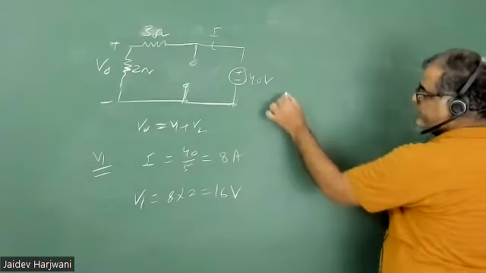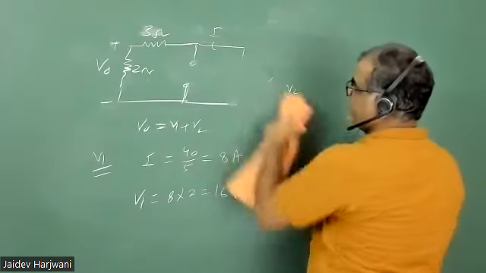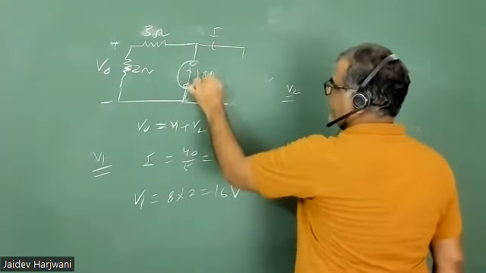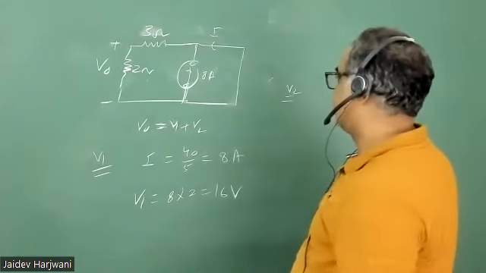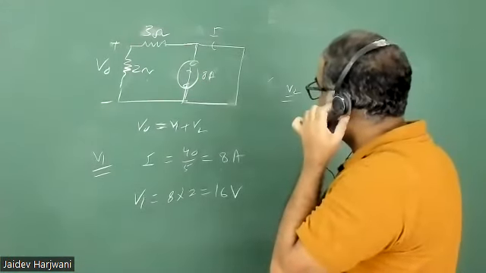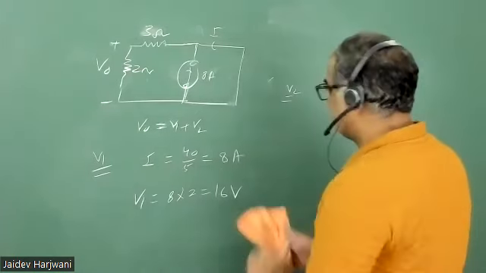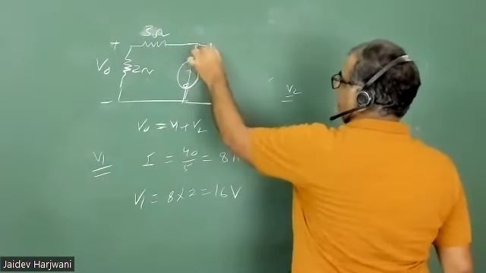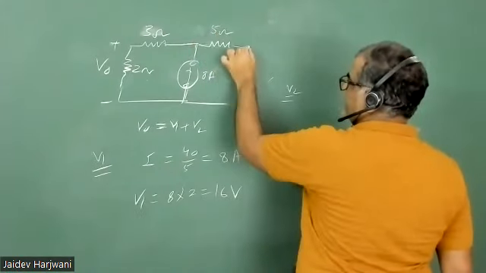And now you want V2. Remove this one, short circuit this one. You have only the 8 ampere current source. Now this is a problem, no? If you make a short circuit here, what will become? Better to put one resistance here. Just change this question here, otherwise it will be a problem. This is a 5 ohm resistance here. Okay, now find out.